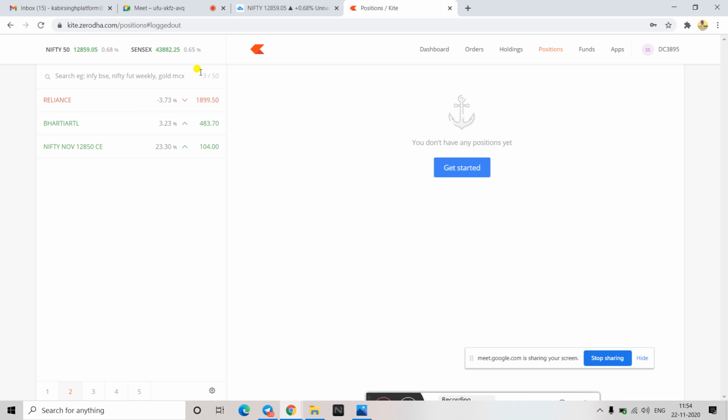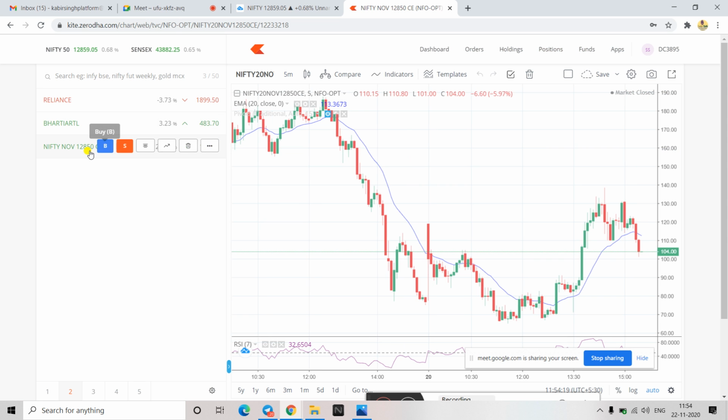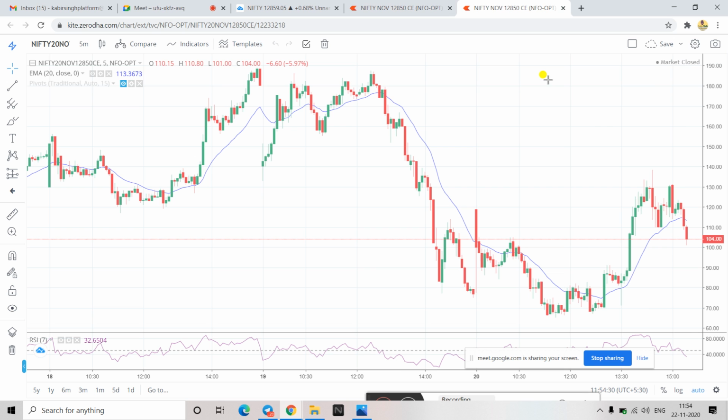Just for example, the price is now around 12,850. I'm telling you how you can apply those settings before you trade. This is a strike price chart, 12,850, and the price is somewhere around 12,859. I have selected the 12,850 CE, and once I go to the bigger screen, I'll use a 3 minutes time frame.